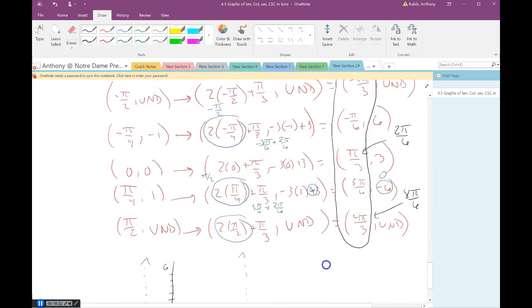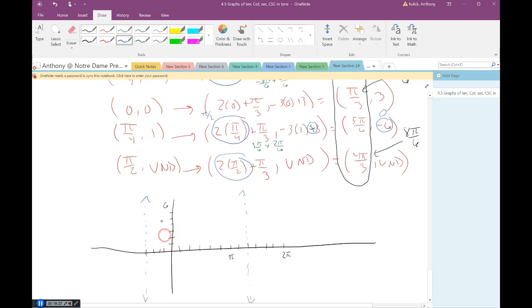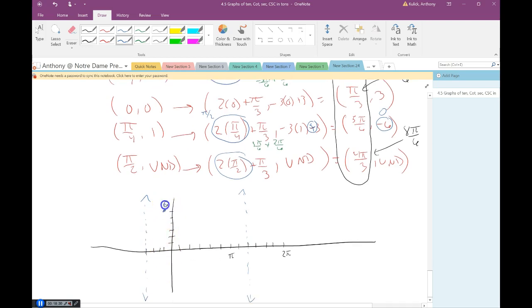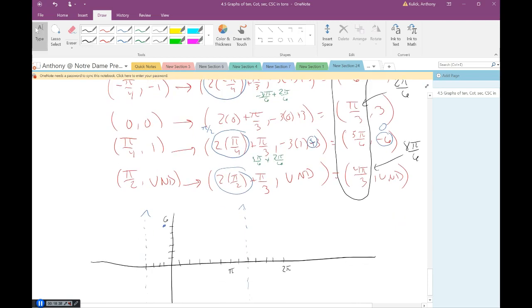And my next one is at negative pi over 6. So that's here, comma 6, is that point. And then I have 2 pi over 6, and then 3. So that's this point here. And then the last one is 5 pi over 6, and then 0, which is this one here. So I'm going to draw this part. So it's going to look something like that.